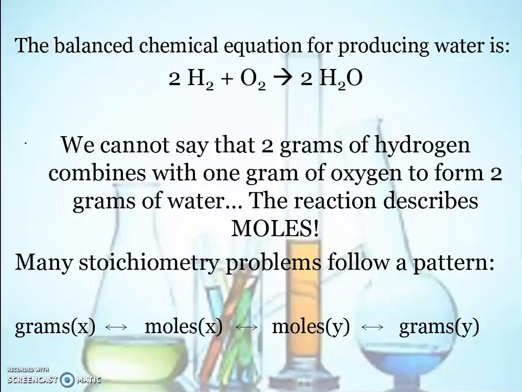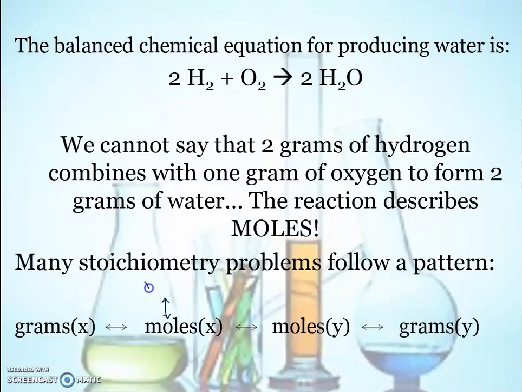Many stoichiometry problems are going to follow this pattern where we go from grams of one thing to moles of that thing, then change from moles of one to moles of another, and then go back to grams. There are some other things we can have in here, so go ahead and write this pattern down on your paper. We can go from grams to moles.